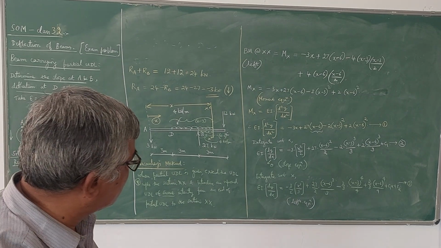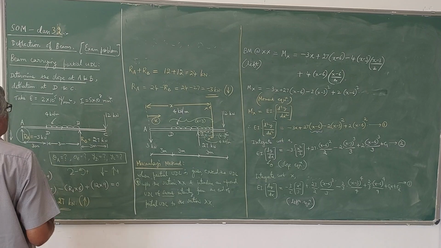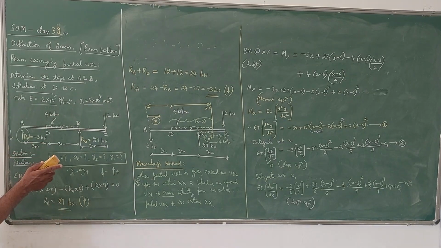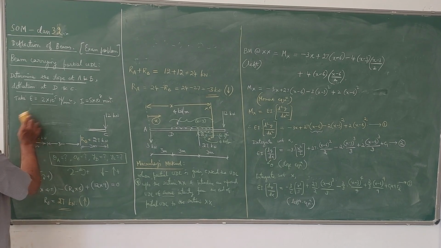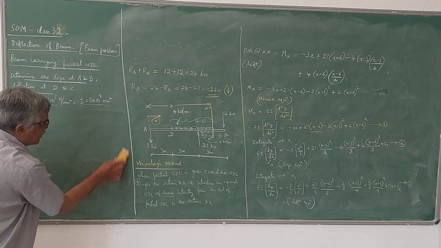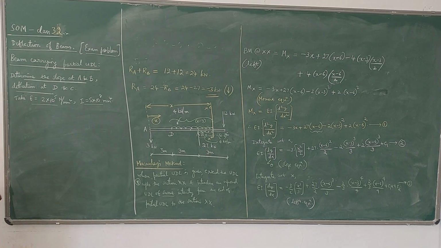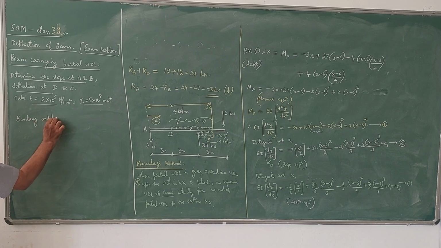So here what we can do is to evaluate C1 and C2. Now what I will do is just use the boundary conditions. So the boundary conditions run like this. Let me write the boundary conditions now. Boundary conditions to evaluate C1 and C2. Two boundary conditions we require.